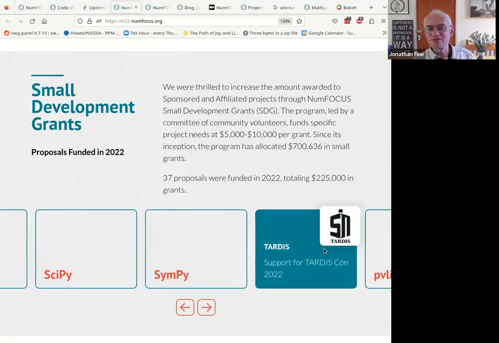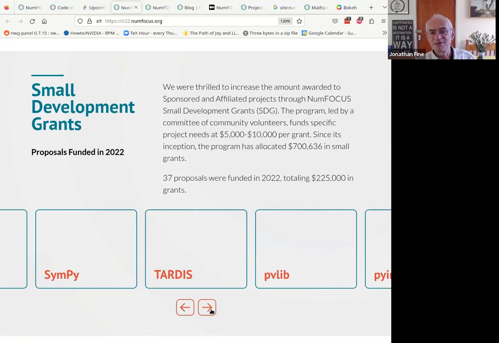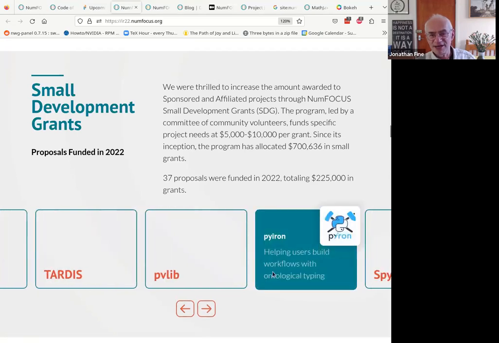Oh, support for the conference. Looks like it's a new project and they want to have a conference and they're getting a few $1,000s so they can have a conference. Good luck to them. PVlib, don't know what this is. Pyrone. Helping users build workflows with ontological typing.